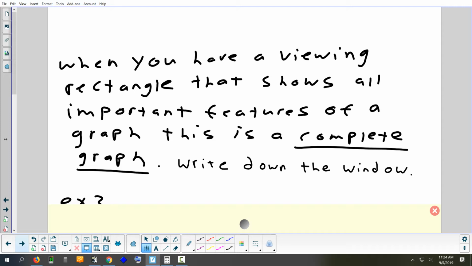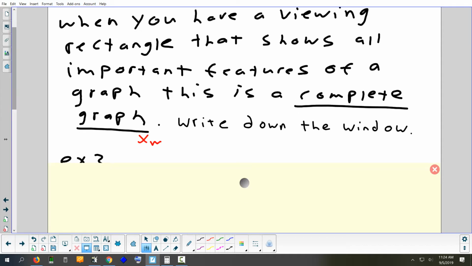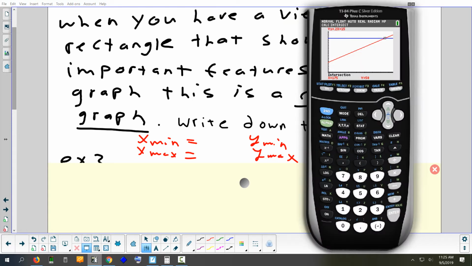All you have to do, if the book asks you to find a complete graph, is write down 4 things. Tell me the x-min, x-max, the y-min, and the y-max. So for the problem we just did, I would say 0 to 200 is good for your x-min and max, and 0 to 60 is good for your y-min and y-max. Now, if you did 0 to 250, do you think that is still a complete graph? Yeah, you can still see the intersection, that's fine.